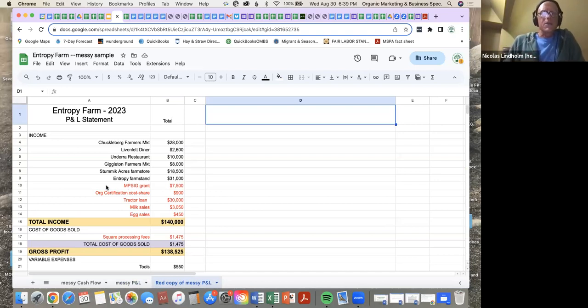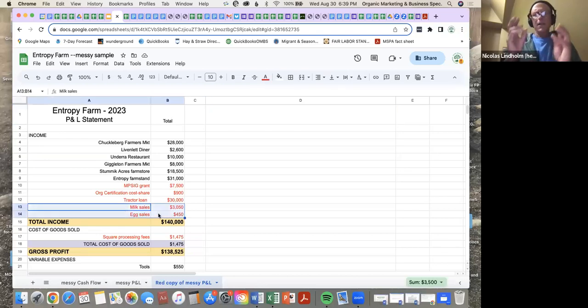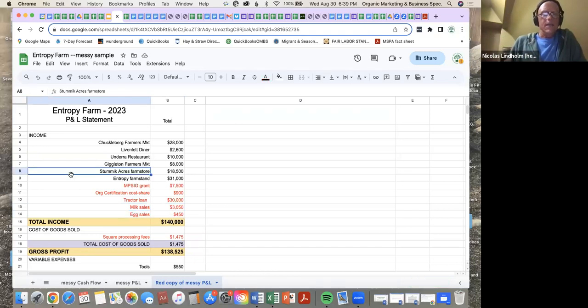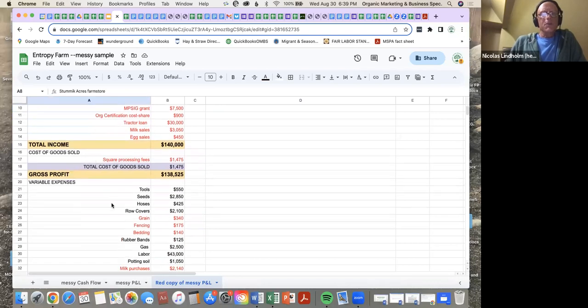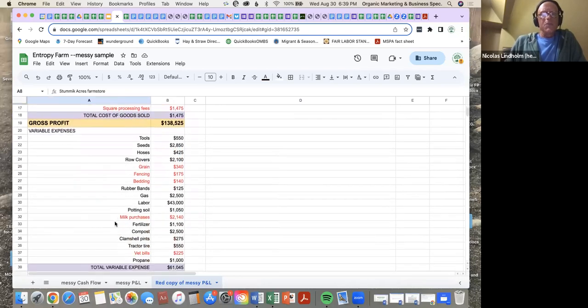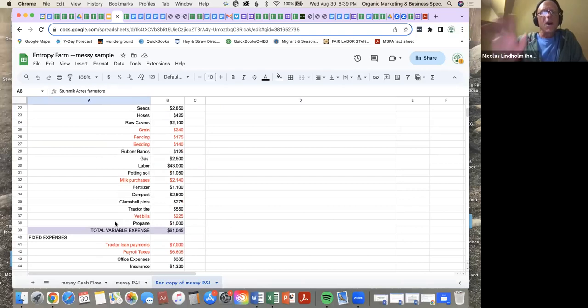Again, I think I mentioned already that grant shouldn't be up there. The organic cost share shouldn't be there. The tractor loan shouldn't be there. The milk and egg sales, I'm going to play around with, and I'll get to a useful spot for them in my tidy example. So, scrolling down to show you, there's a bunch of red that I'm going to be moving around. I think it's not in a good place for your chart of accounts organization.